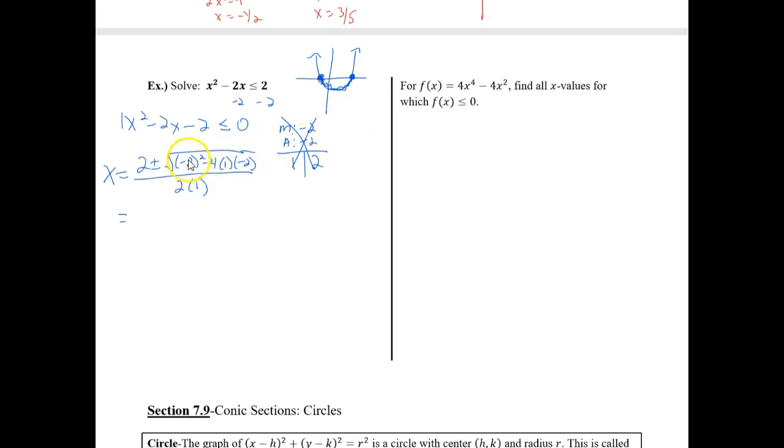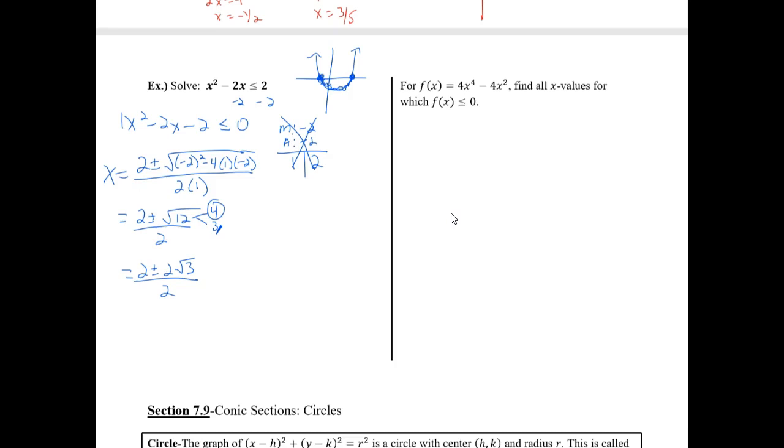Negative 2 times negative 2 is positive 4, and then negative 4 times 1 times negative 2 will be positive 8. So we have 4 plus 8 under the radical, which will be the square root of 12. And 2 times 1 is 2. We can simplify that radical by taking out our perfect square. The square root of 4 is 2, so we'll have 2 square root with 3 left under the radical.